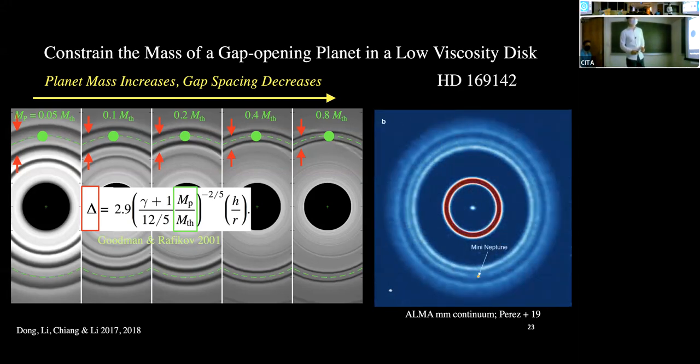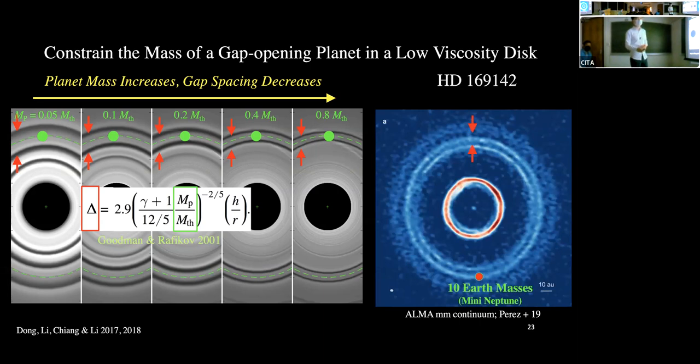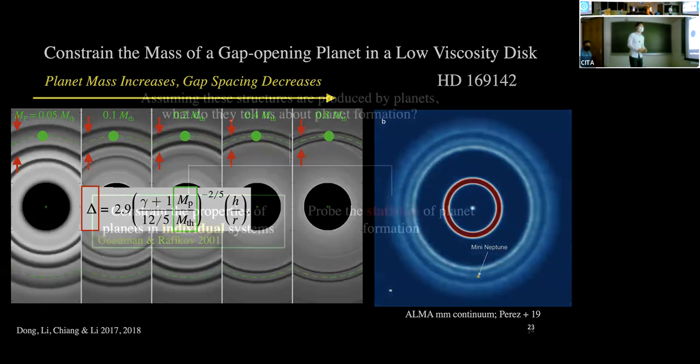Here is a radio transfer simulation of a disk model with such a planet, and indeed the planet shows the triple ring double gap structure very nicely.